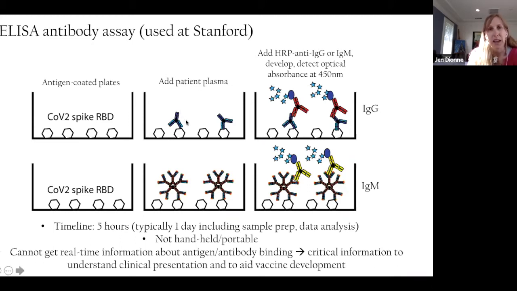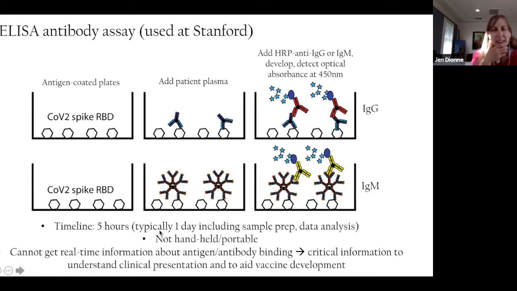So they add the patient plasma, you have some binding of the antibodies, and then basically they'll send in another HRP, a horseradish peroxidase, that changes the absorption of the solution at 450 nanometers and allows you to detect whether you have IgG present or IgM present, so two different antibodies. So it generally takes about 5 hours to run the assay on a patient, or one day including the sample preparation and the data analysis. So actually kind of a long time.